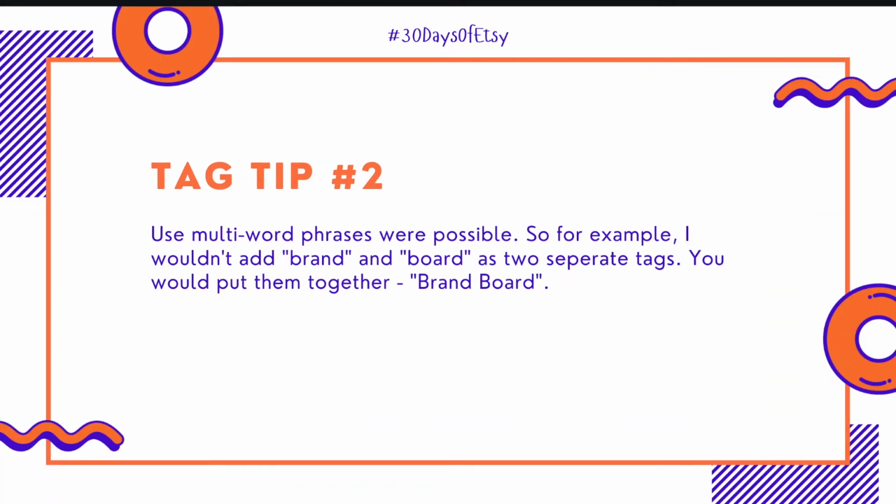Tag tip number two is use multi-word phrases where possible. So for example, I wouldn't add brand as one tag and then board as another tag. You would put them together like brand board. So that would be your one tag. Okay, so just keep that in mind.